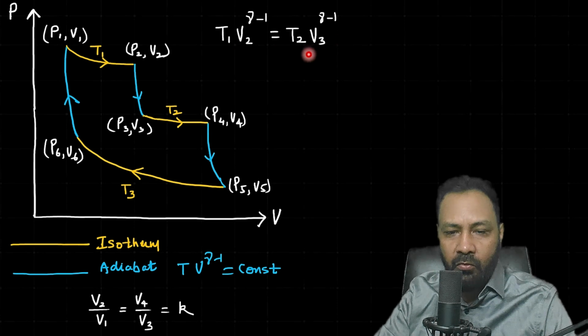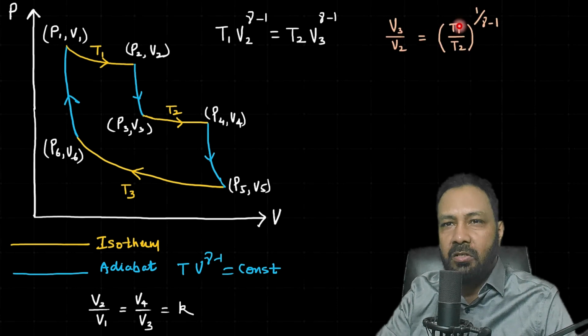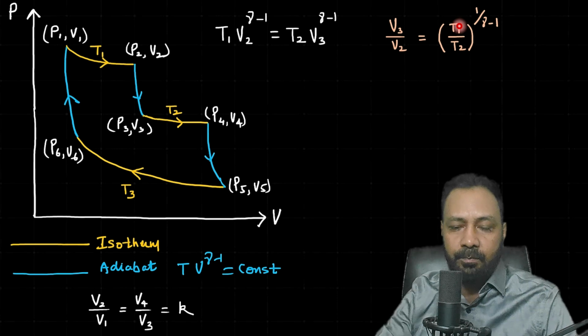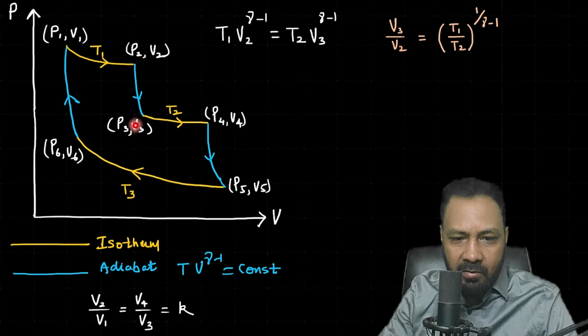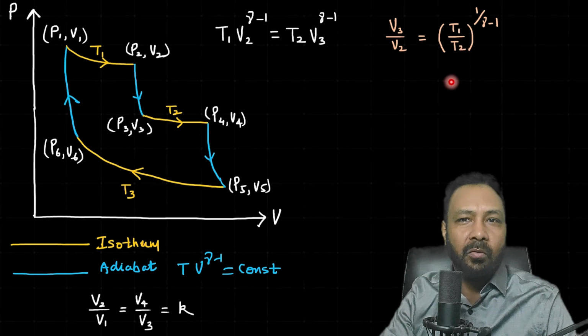Alright, so what you can write? You can write now V3 by V2. Just simplify that thing. We'll get T1 by T2 power 1 upon gamma minus 1. So here this is the final volume, this is the initial volume for this adiabatic expansion, and this is the initial temperature and this is the final temperature, and whole power 1 upon gamma minus 1.